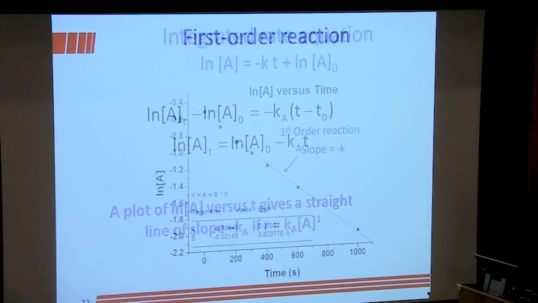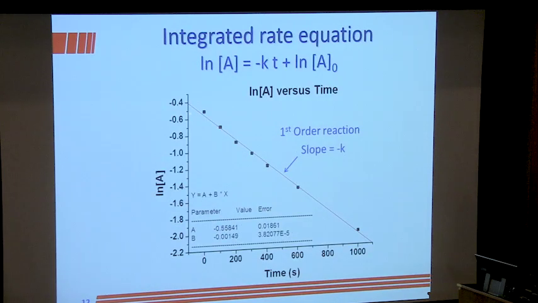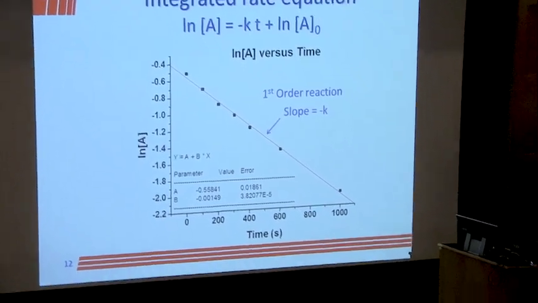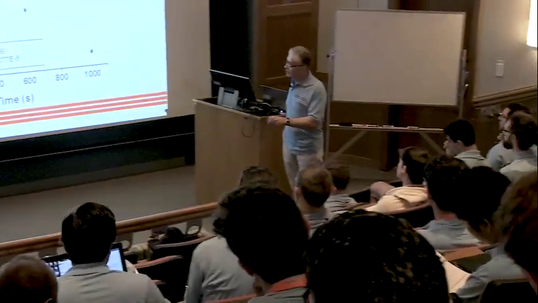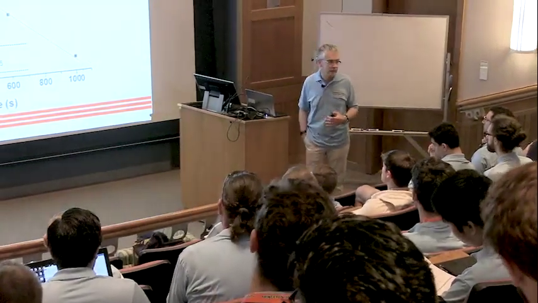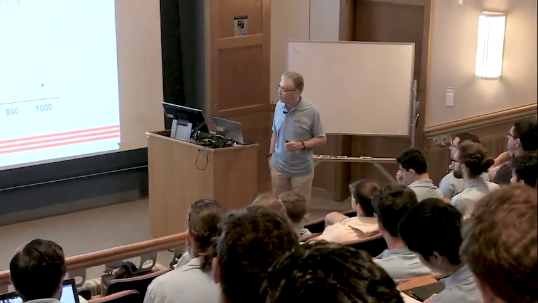And this is what we see. So we have the log of concentration of A on the y-axis versus time on the x-axis. We get a straight line, the slope of which is minus the rate constant. So the rate constant in this case is 1.49 times 10 to the minus 3 per second. The units are inverse time, because the units of the log of anything are unitless. So it's inverse time.